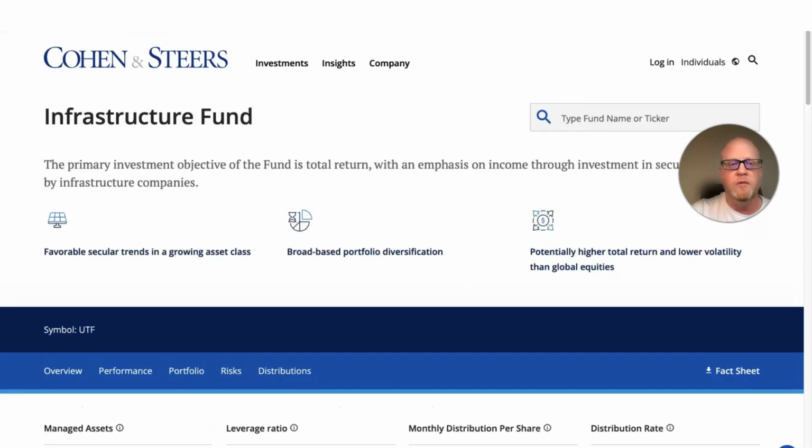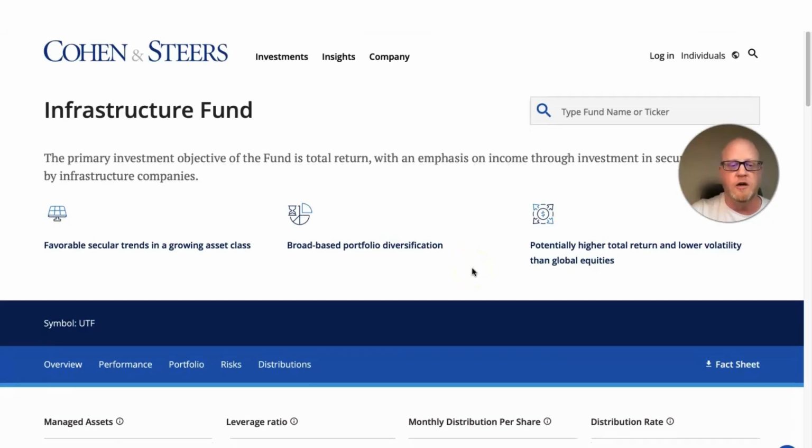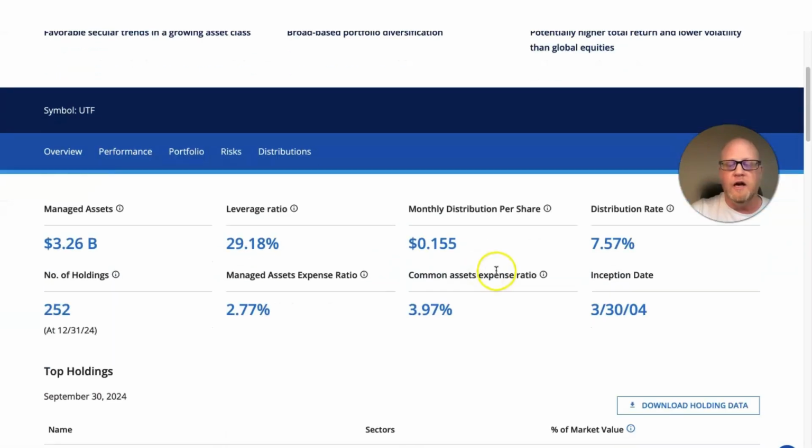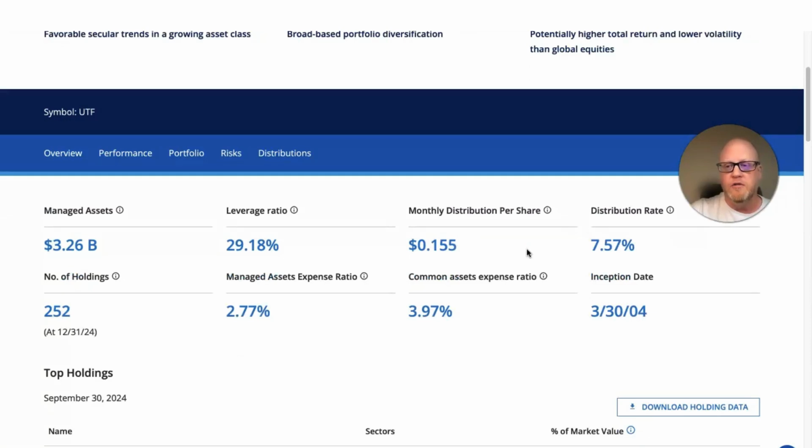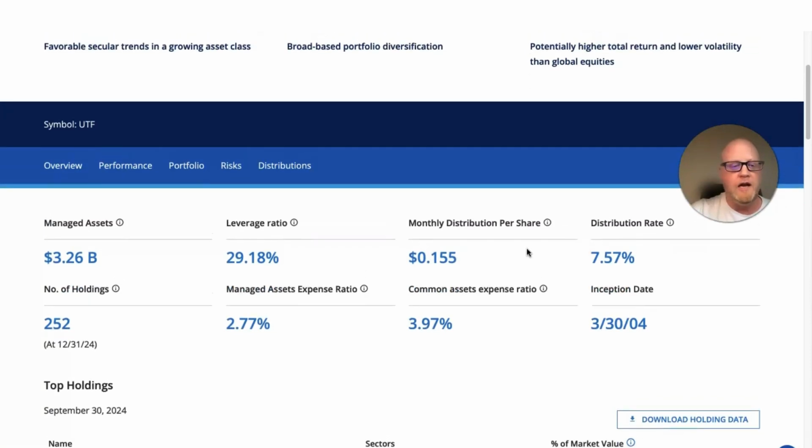Moving on to the next one, we have again Cohen Steers, but this time it's an infrastructure fund. So the ticker on this one is UTF. What they do is they invest in securities owned by infrastructure companies. So it currently has a distribution of 15.5 cents per share. They do pay on a monthly basis. The distribution rate as of now is around 7.5%.